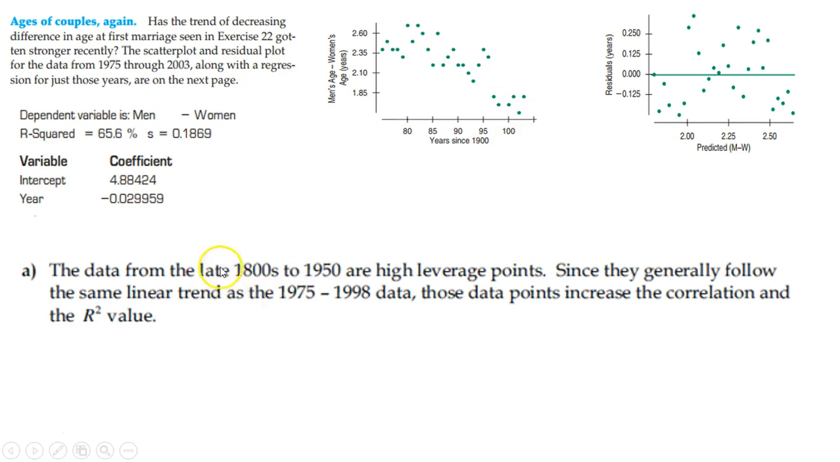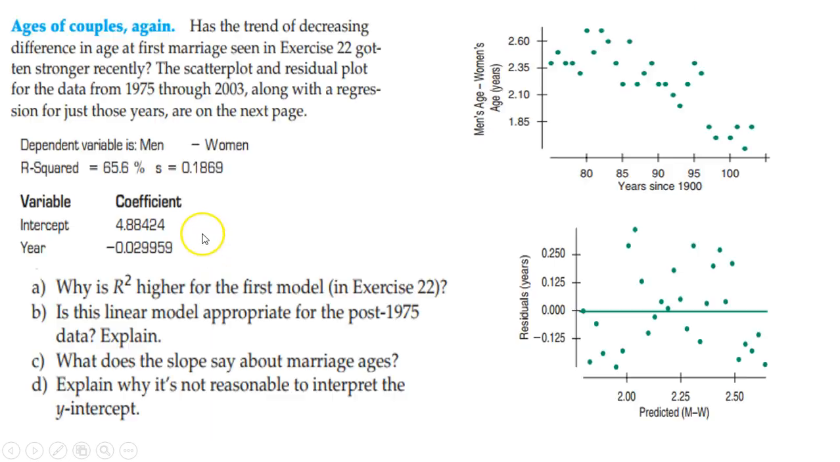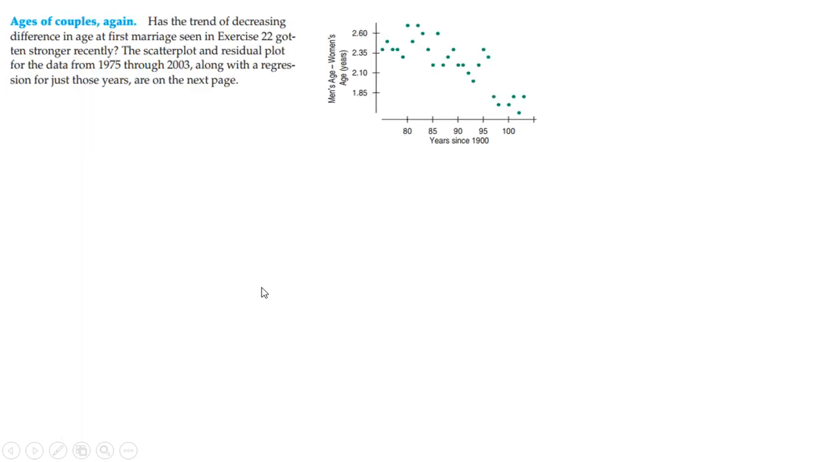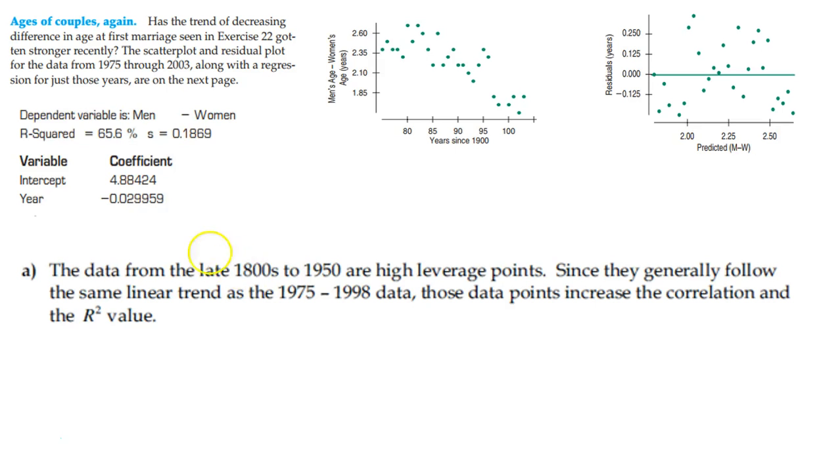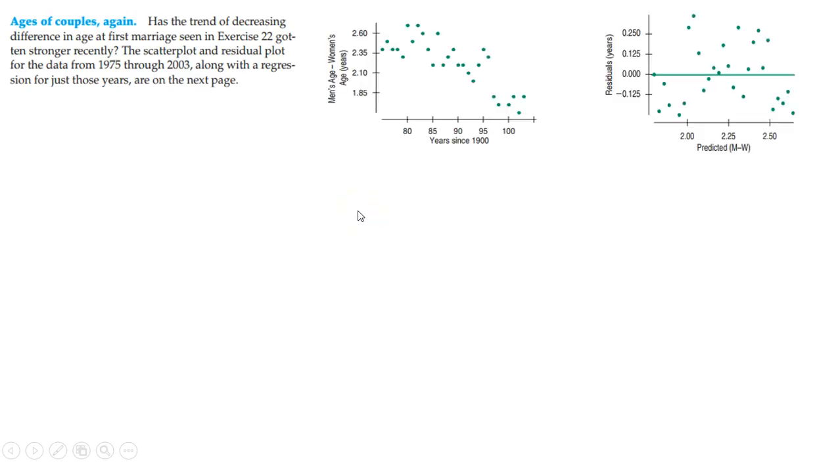So for part A, why is r squared higher for the first model that we did? The data from the 1850s and 90s just had some higher leverage points. And since they generally follow the same linear pattern, those data points increase the correlation. That's all. They helped it stay in a better line for us to see what was happening. That's all that it basically means.